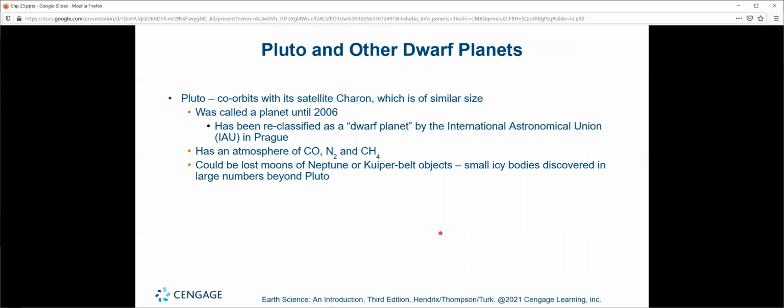It has an atmosphere comprised of carbon monoxide, gaseous nitrogen, and CH4. And it is thought that maybe Pluto might be a lost moon of Neptune or a Kuiper belt object, given its very interesting orbit pattern and its size and location. So these are all reasons why we don't really call Pluto a planet anymore, and instead call it a dwarf planet or a big moon, essentially.